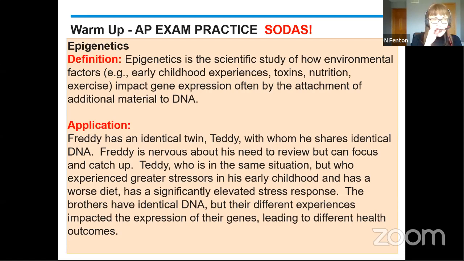So in this example for the application, I decided to give Freddie an identical twin. It was the easiest way for me to make this about Freddie without having it be a result of something Freddie's grandmother or grandfather did. So Freddie is nervous and he needs to review, and Teddy is in the same situation. But because Teddy had a slightly different early childhood, he had a worse diet, he had maybe really significant stressors that Freddie did not experience.